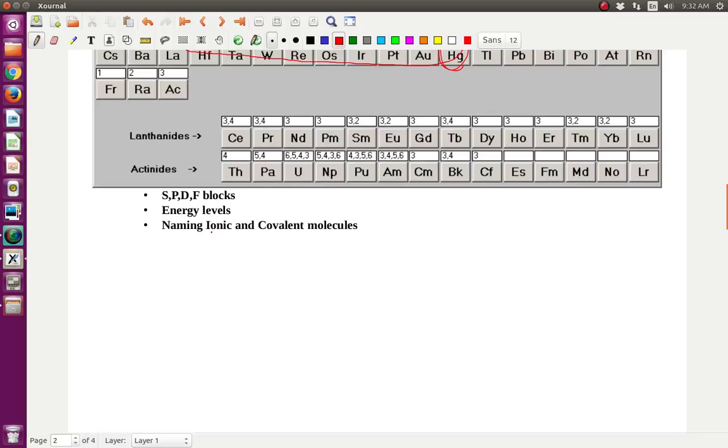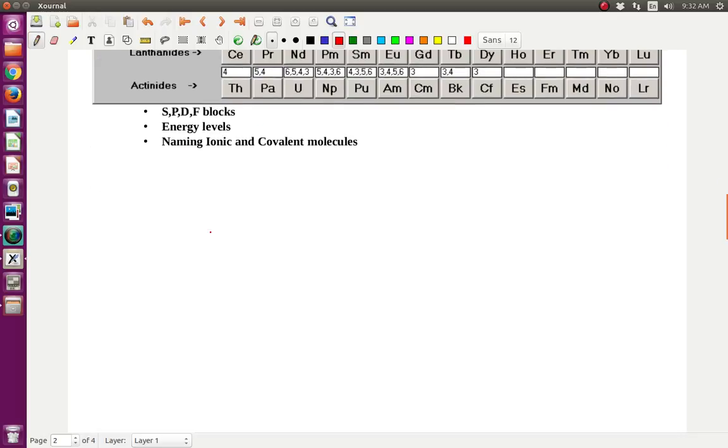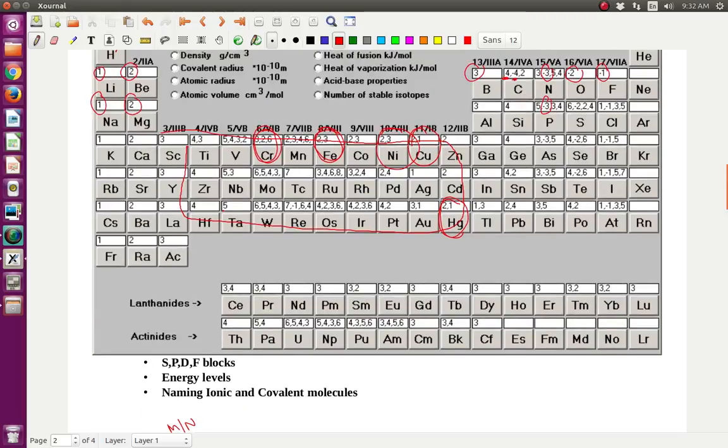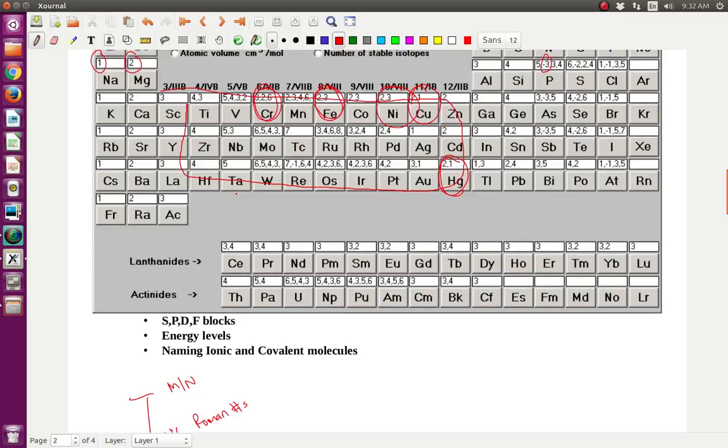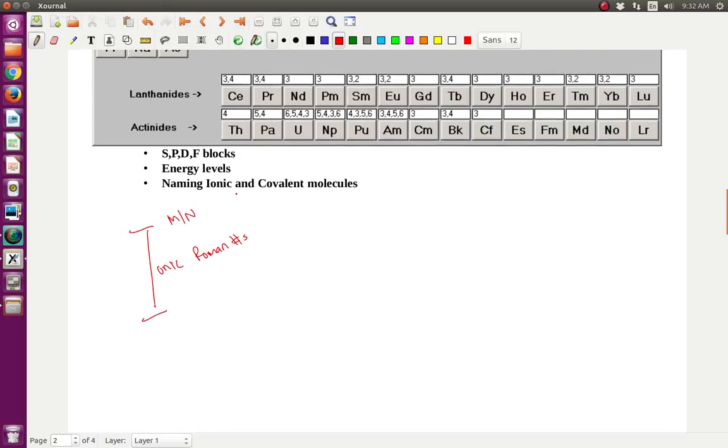Now we're going to go to naming ionic and covalent molecules. Remember, if it's ionic, it's a metal and a nonmetal, and the capital I means you could use Roman numerals, but only if you have more than one charge. So for the metal, the ones here that I circled have more than one charge, and those are the metals, and so you would use ionic rules with them and Roman numerals. And for covalent, you use prefixes. And you have to remember your prefixes for these.